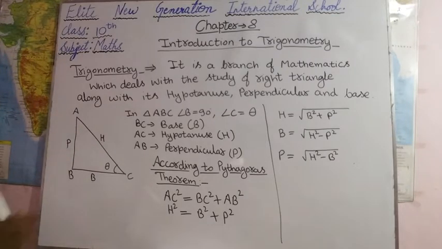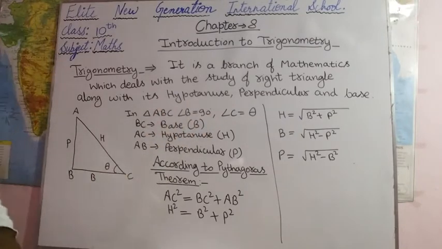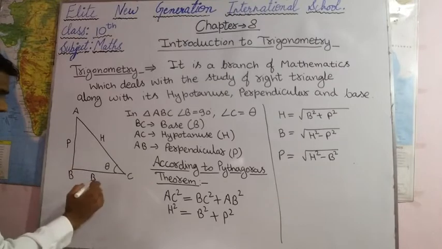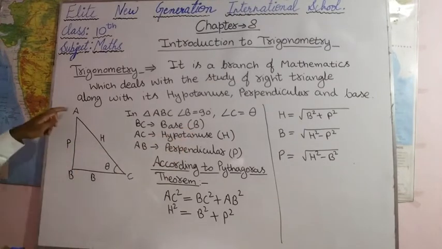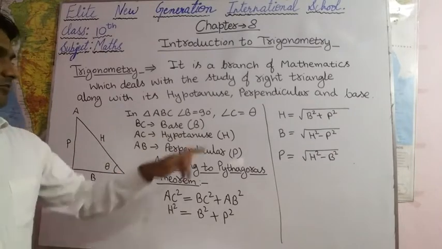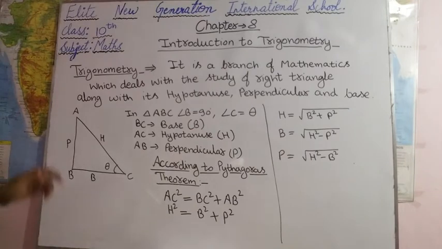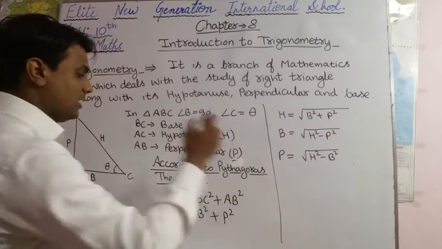So in this, if ABC is a right angle triangle, and in this triangle angle B equals 90 degrees, and we take this angle C as theta, then BC will be the base. In this case this BC will be taken as base, or we can represent it by B, and here the longest side AC will be called the hypotenuse and it will be represented by H. Similarly AB will be the perpendicular of the right angle triangle and we will represent it by P.